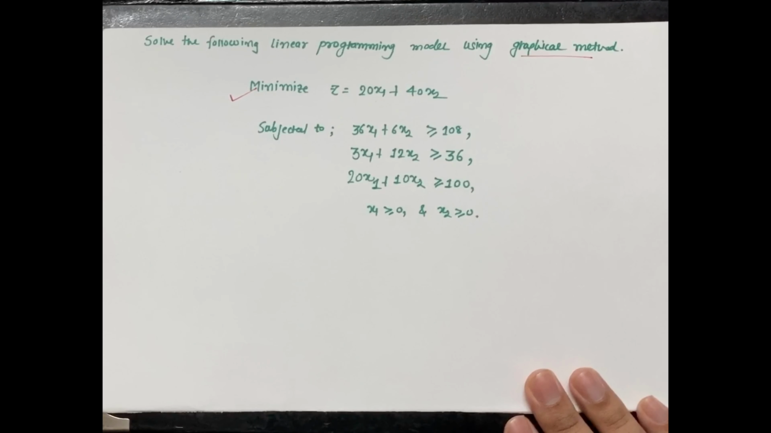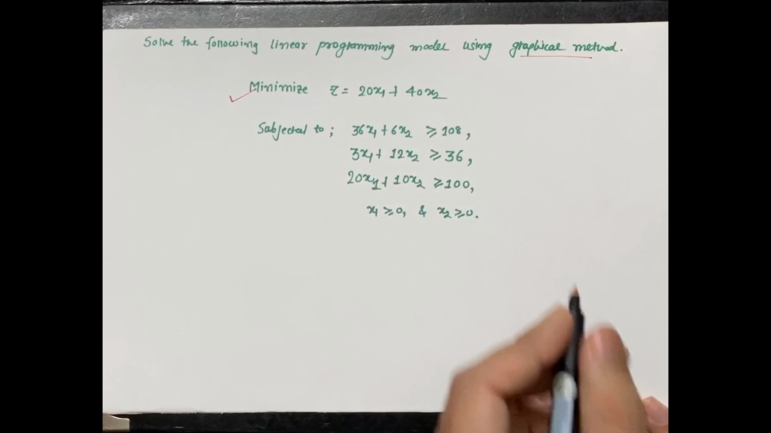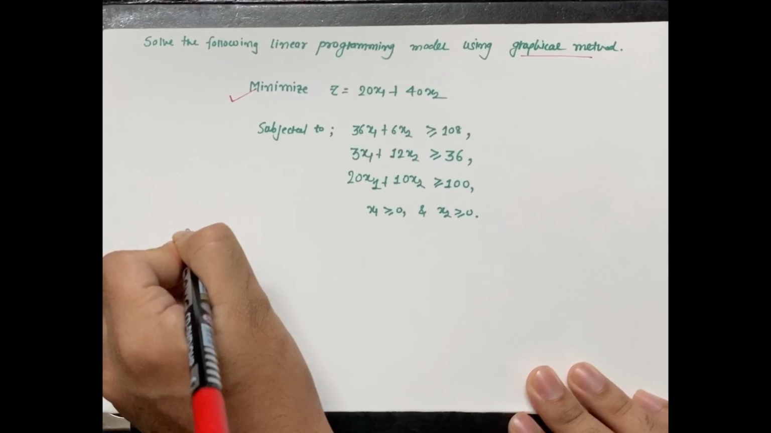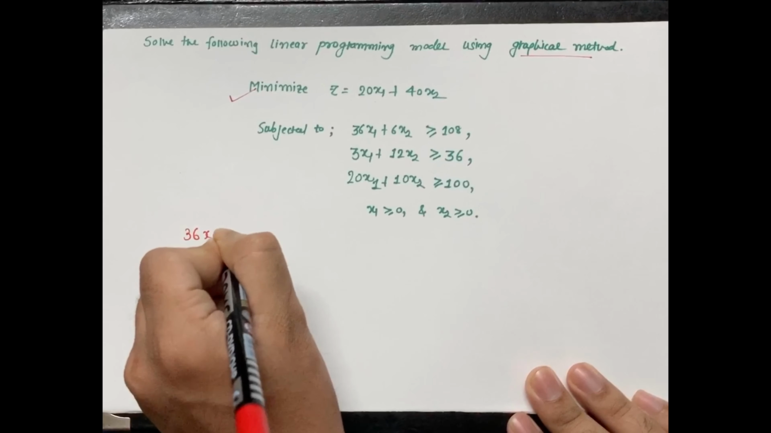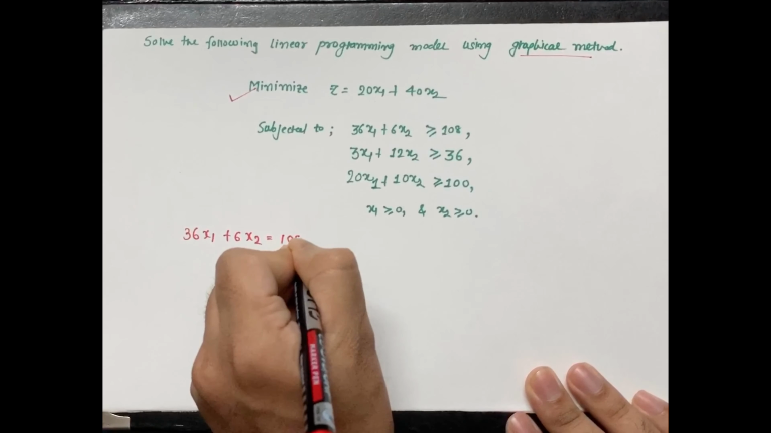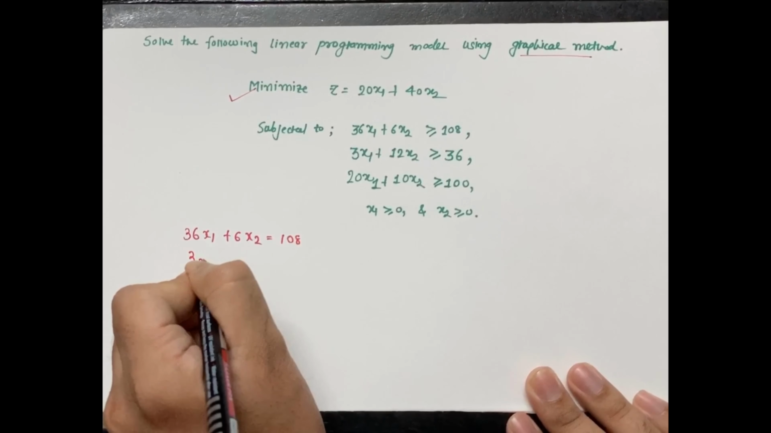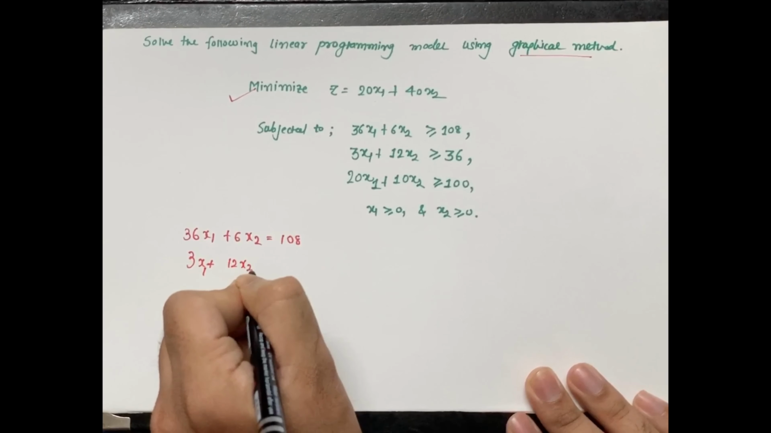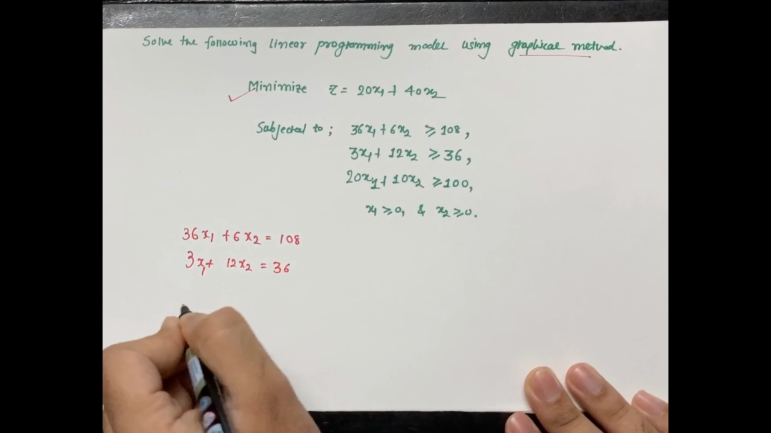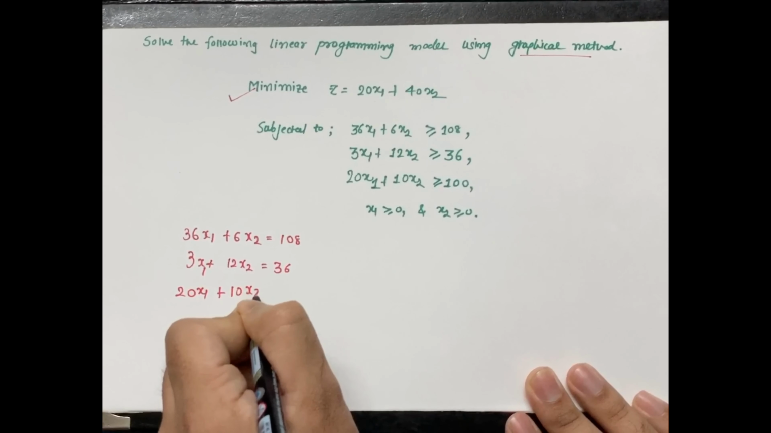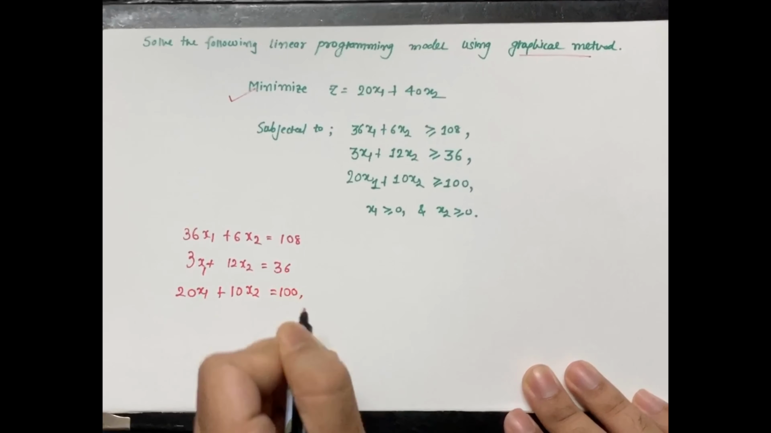So the first step still remains the same. These inequalities are converted into the equalities. So I am rewriting the equations: 36x1 + 6x2 = 108, 3x1 + 12x2 = 36, and 20x1 + 10x2 = 100.